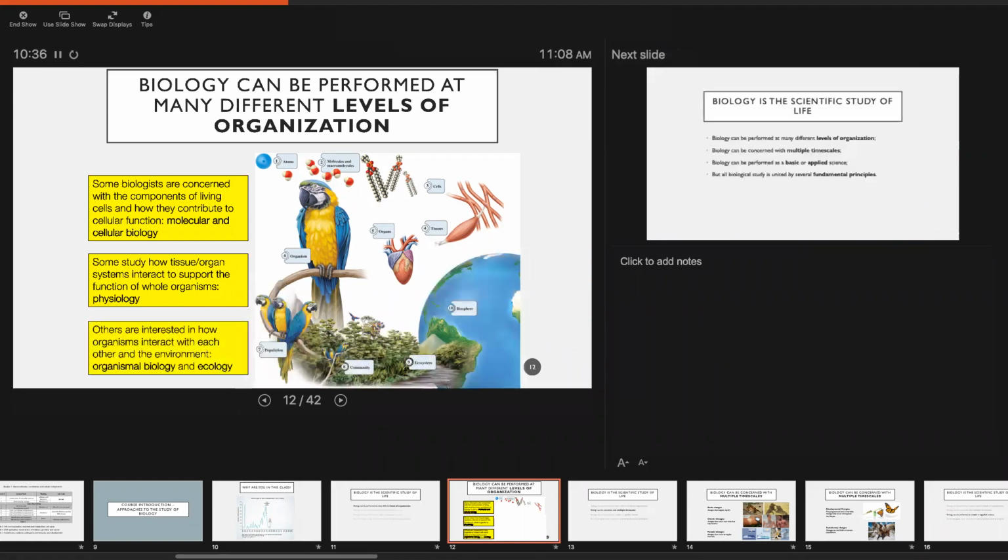We can move through the levels at which you can study biology, and all of these are equally a biological study. So somebody might study the macromolecules or molecules of biology. This would be like a biochemist. Or they could study all the way at the top, the entire biosphere. This would be an ecologist, someone who studies a very large scale of biology. But all of these are biological study.